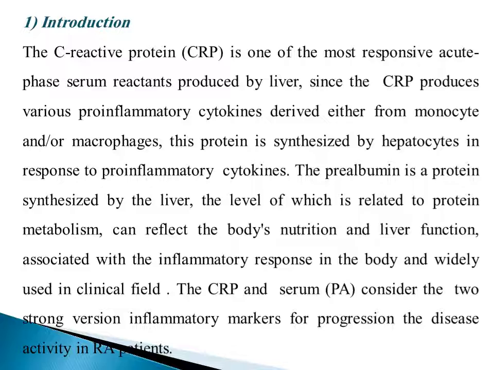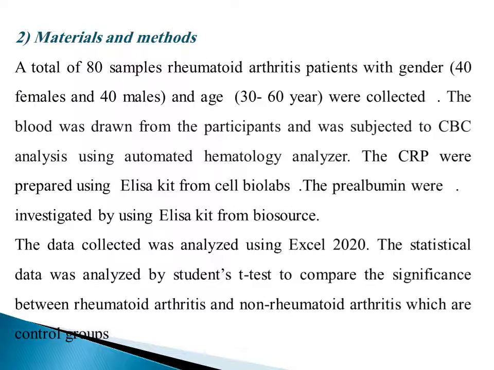The prealbumin is a protein synthesized by the liver, the level of which is related to protein metabolism and can reflect the body's nutrition and liver function associated with the inflammatory response in the body, and is widely used in the clinical field. The C-reactive protein and serum prealbumin are considered two strong inflammatory markers for the progression of disease activity in rheumatoid arthritis patients.